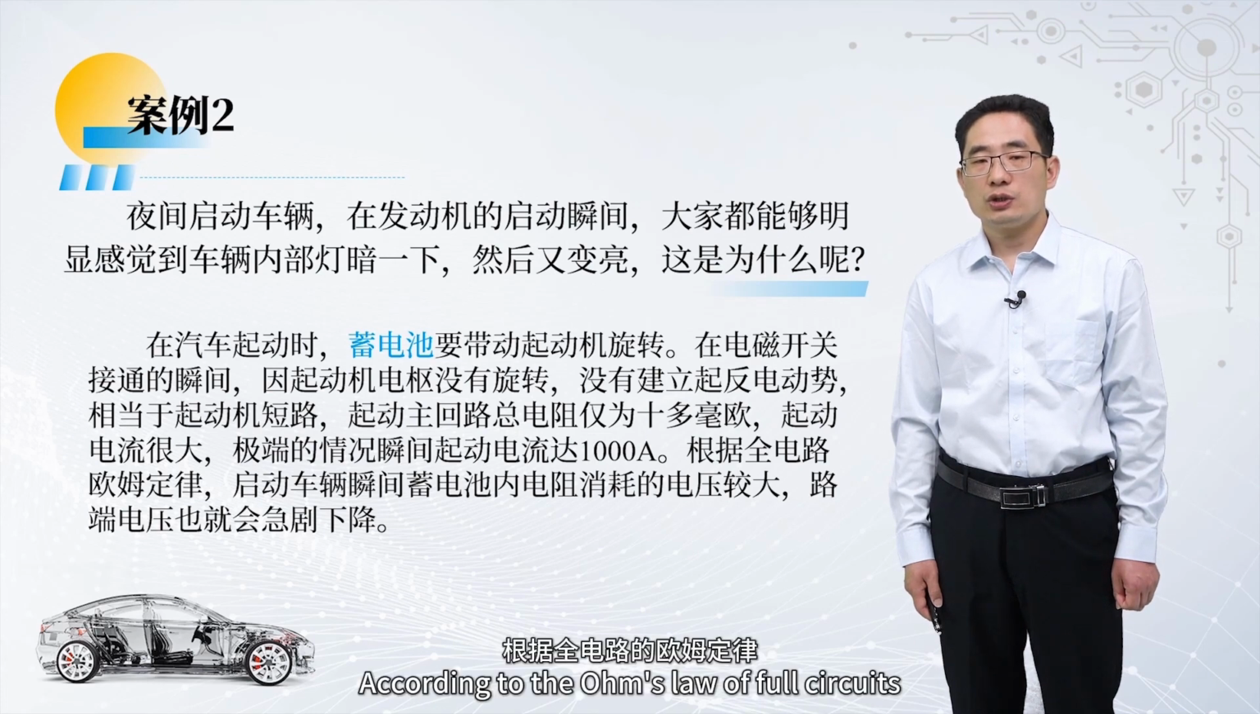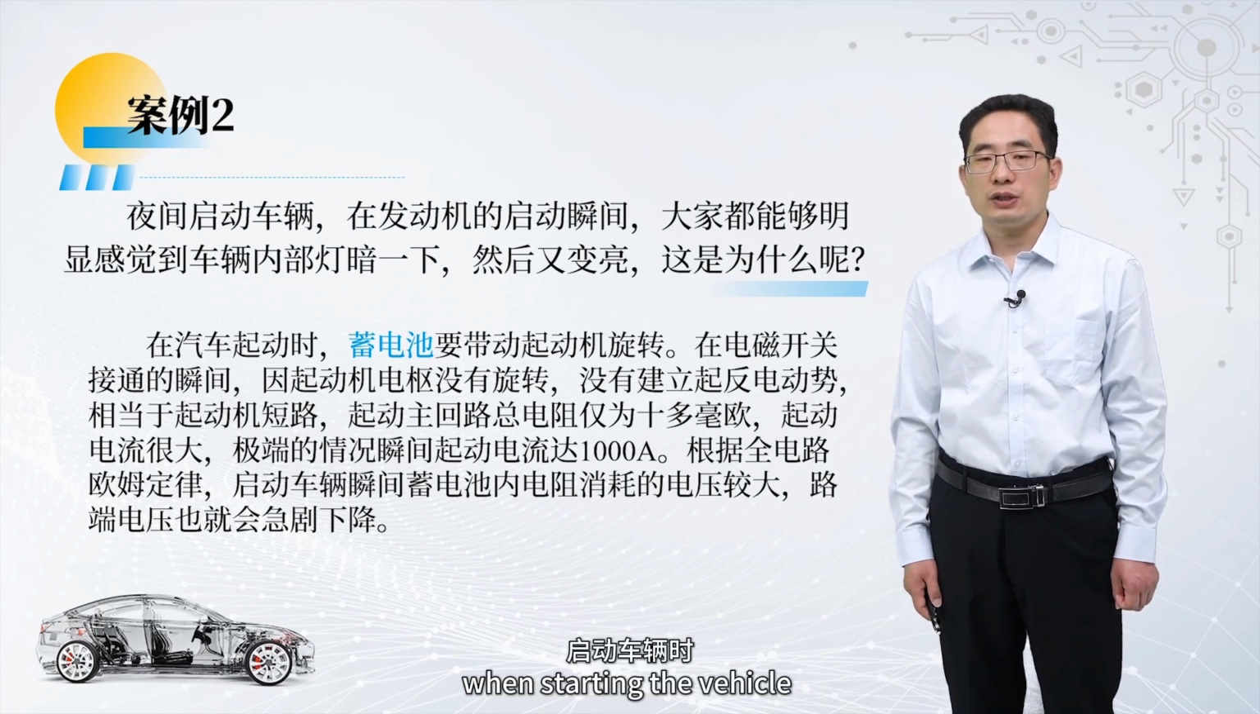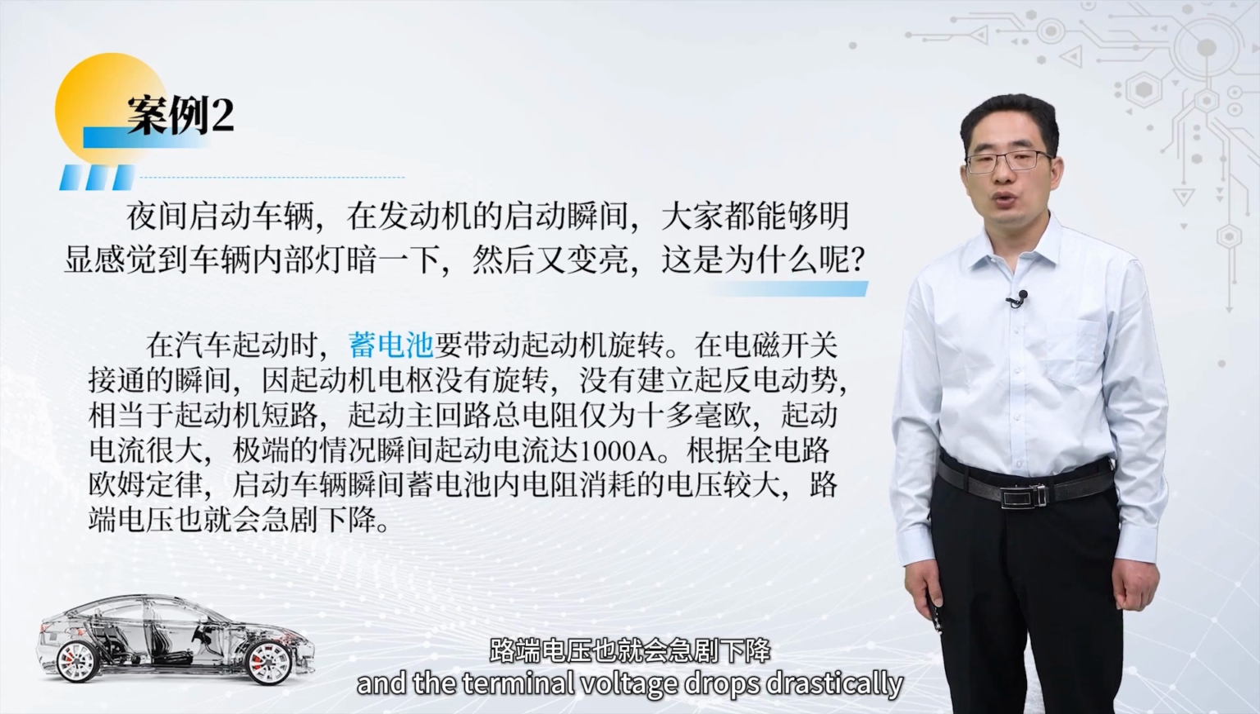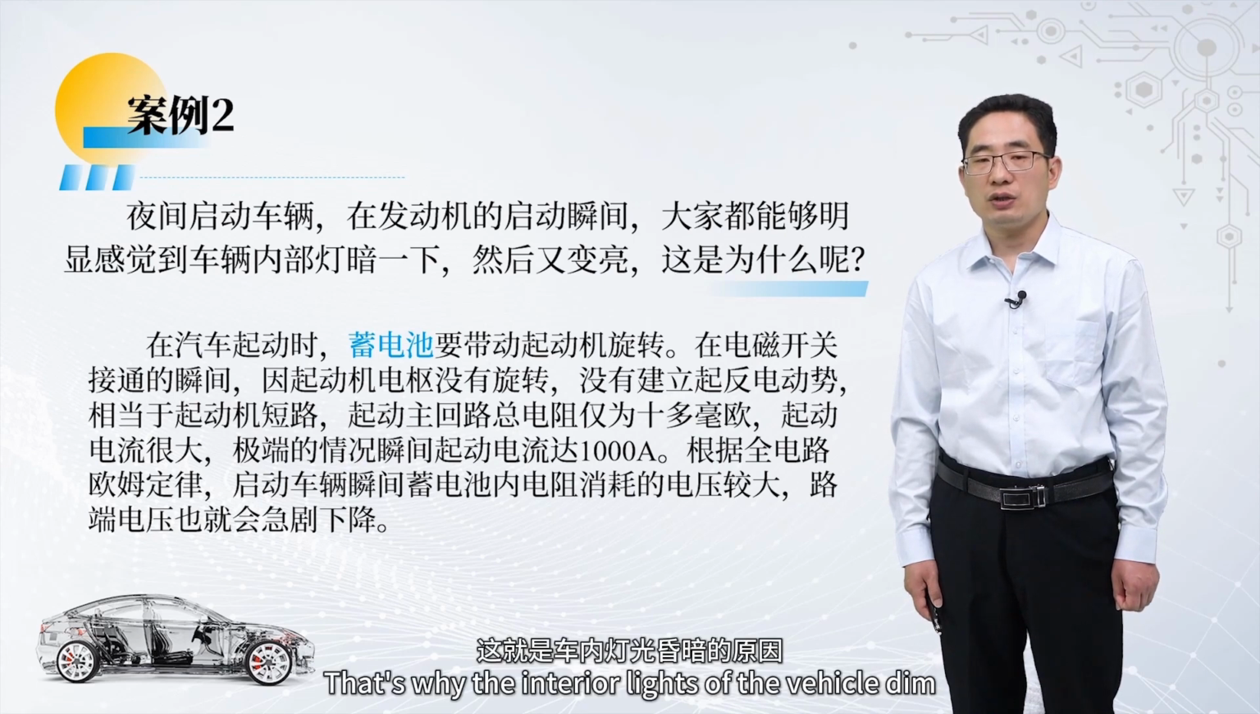According to Ohm's law of full circuits, when starting the vehicle, the voltage consumed by the internal resistance of the battery is higher and the terminal voltage drops drastically. That is why the interior lights of the vehicle dim.